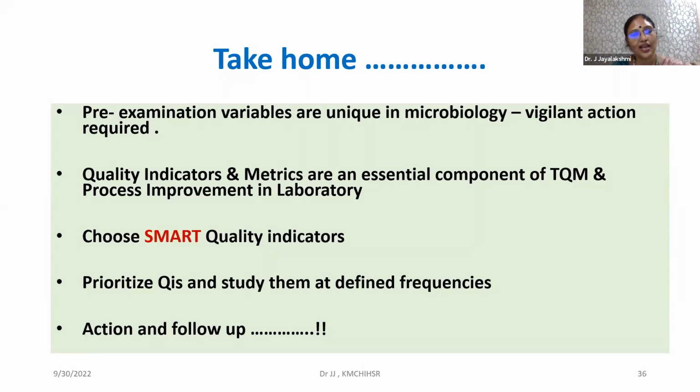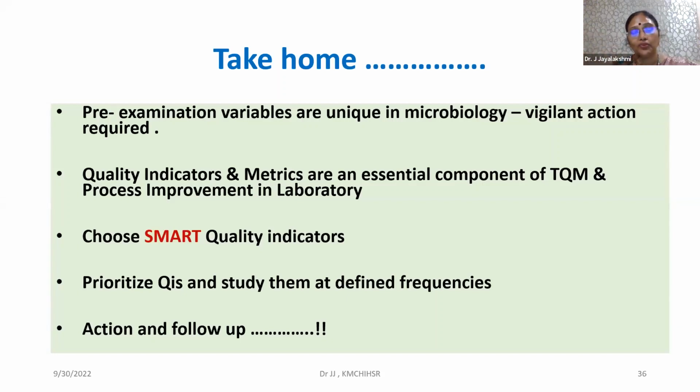Quality indicators and metrics are an essential component of our total quality management system and your process improvement in the laboratory. You should use some smart quality indicators which may be used within the laboratory. Prioritize your quality indicators and study them and define the frequency. So prioritize the 10 to 12 that you choose of the entire lot. What works or what should work for your lab, you should define them and then put them clearly, and then you prioritize based on what it is that you need to work on. And then you define the frequency, whether you want to do monthly, quarterly or annually, depending on the type of quality indicator.